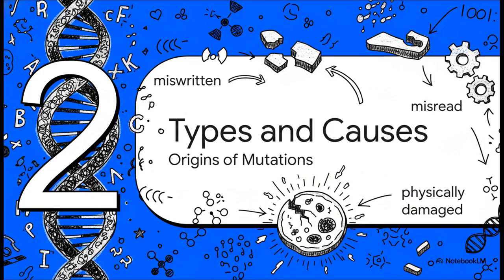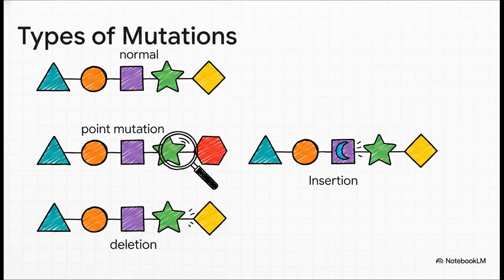Let's look at the different ways this master blueprint can actually be miswritten, misread, or physically damaged. Let's break down these microscopic typos. Just imagine you're typing out a long text message. A point mutation is kind of like swapping just one single letter for another. Sometimes it doesn't change the meaning at all, but sometimes it ruins the word entirely.